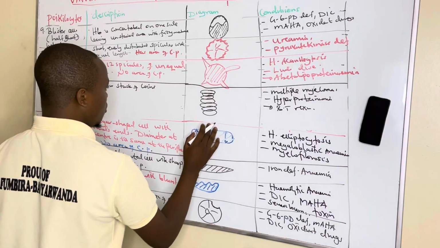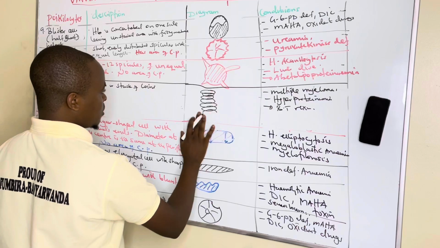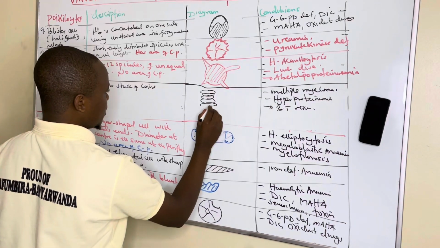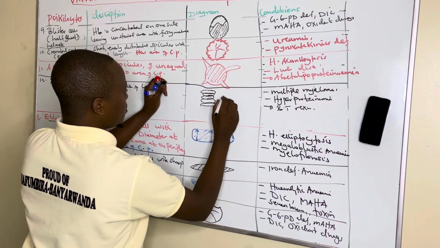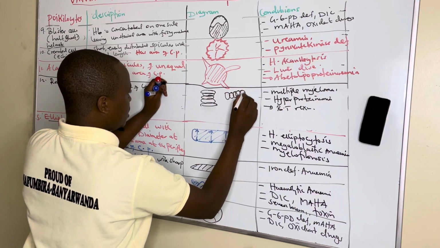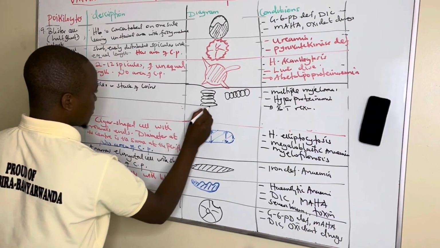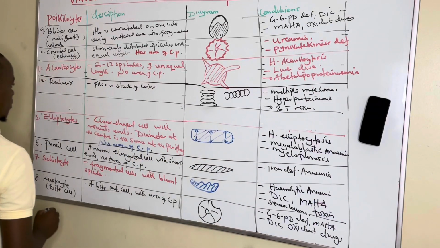So these are rouleaux forms. You find they are like stacks of coins, or sometimes they can be like this, piled up together like stacks of coins. That's what we are calling rouleaux.